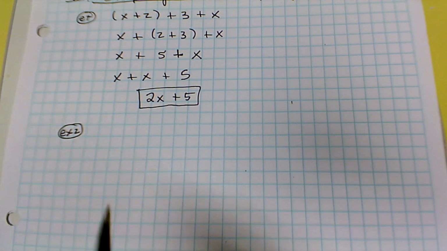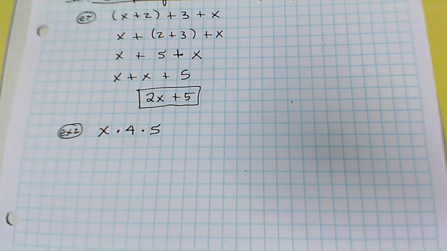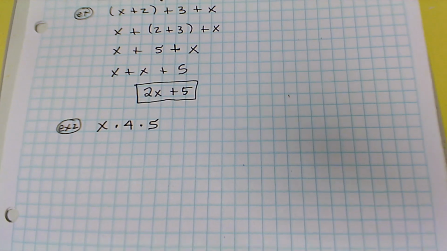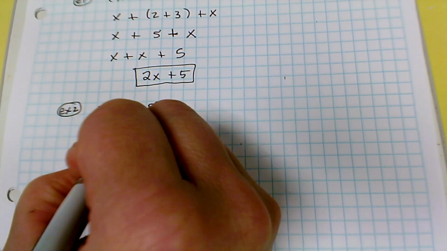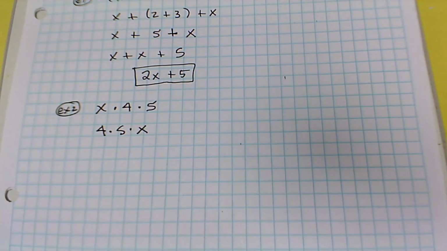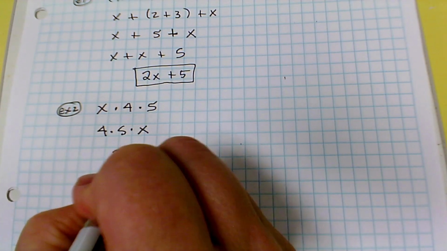All right, let's do another one. x times 4 times 5. So you can multiply anything, but the number always goes in front of the letter when you multiply it together. So I need to get the 4 and the 5 into the front. That's commutative property of multiplication, which says I can move the 4 and the 5 to the front, and it will not change the amount, it will just change the way it looks. So that lets me say 4 times 5 times x is 20x.